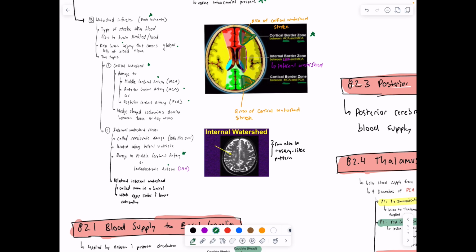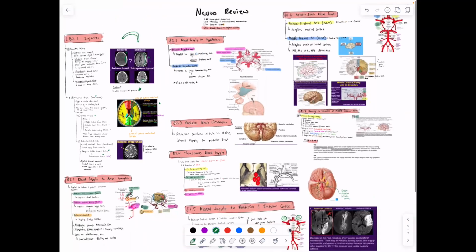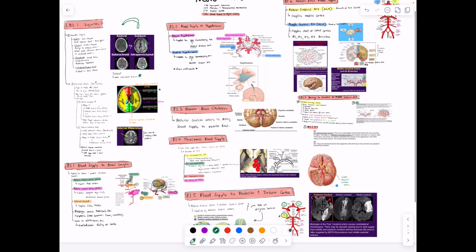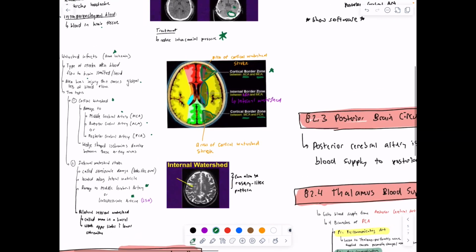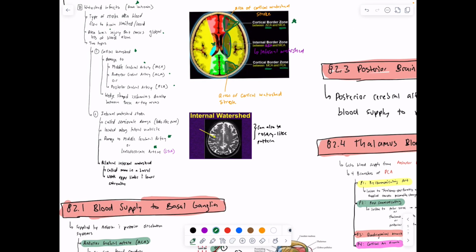Okay, then you have internal watershed stroke, and so this is going to be damage to the middle cerebral artery or the lenticulostriate artery, and it's going to cause this damage right here. Lenticulostriate we'll talk about a little bit later. I'm sure I have a good image of it, but it supplies the basal ganglia, which we know is in this region, right? So if that thing gets choked, then you're going to have ischemia that looks kind of like this, kind of oval-shaped, right?